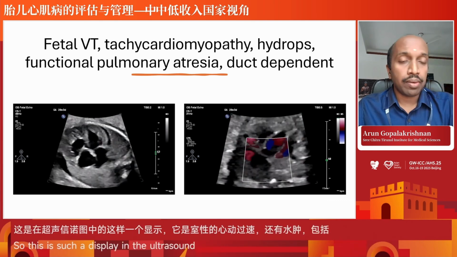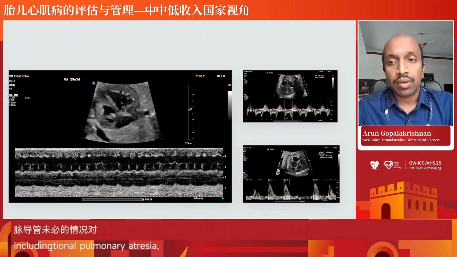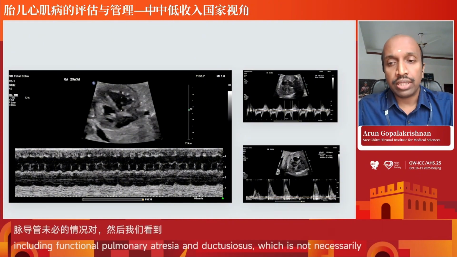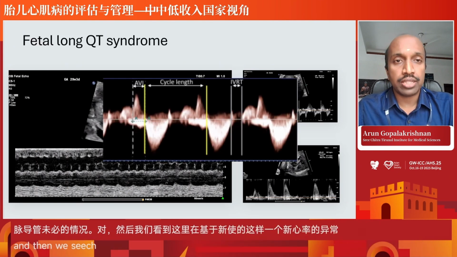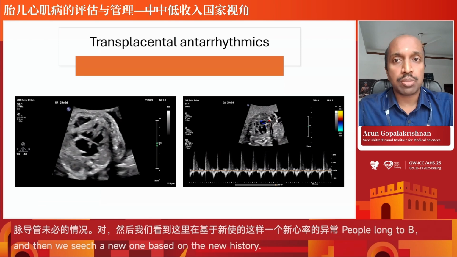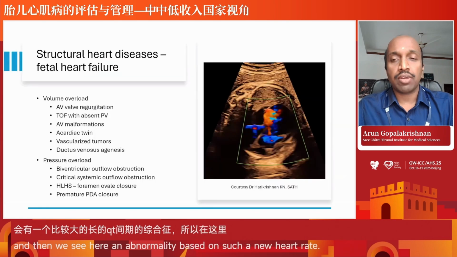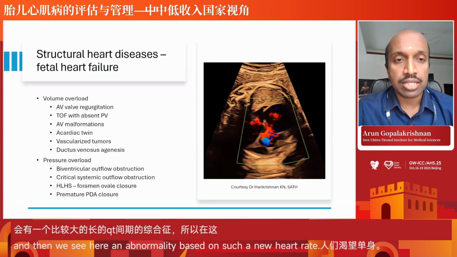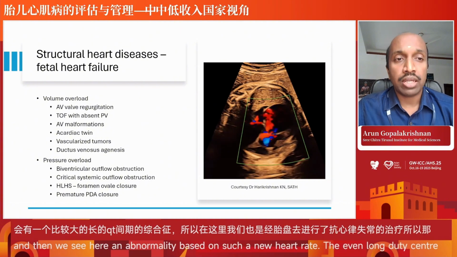So bradycardia on the one side, ventricular tachycardia on the other, normal AV conduction identified in fetal life, group beating, these are all characteristics of fetal long QT syndrome. This baby was also treated with transplacental antiarrhythmics, and the baby could be delivered, although the baby could not survive beyond the first week because of other reasons. So these are some of the structural heart diseases that lead to fetal heart failure.